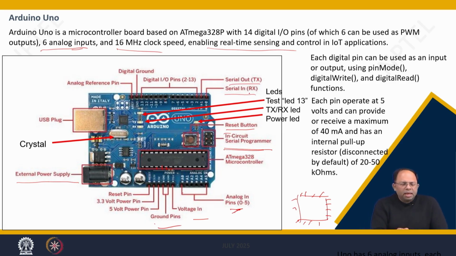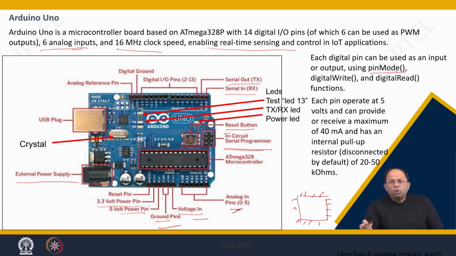And then there is the voltage in. This is a 5-volt power pin using which I can supply power to some sensors or some actuators. This is the ground pin, and then we can also reset it using a signal instead of physically pressing it. And then a 3.3-volt power pin is also provided.